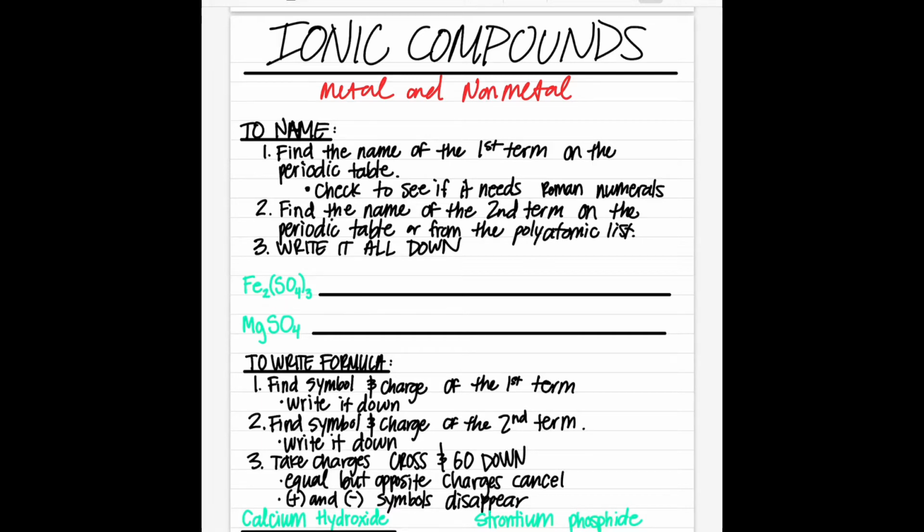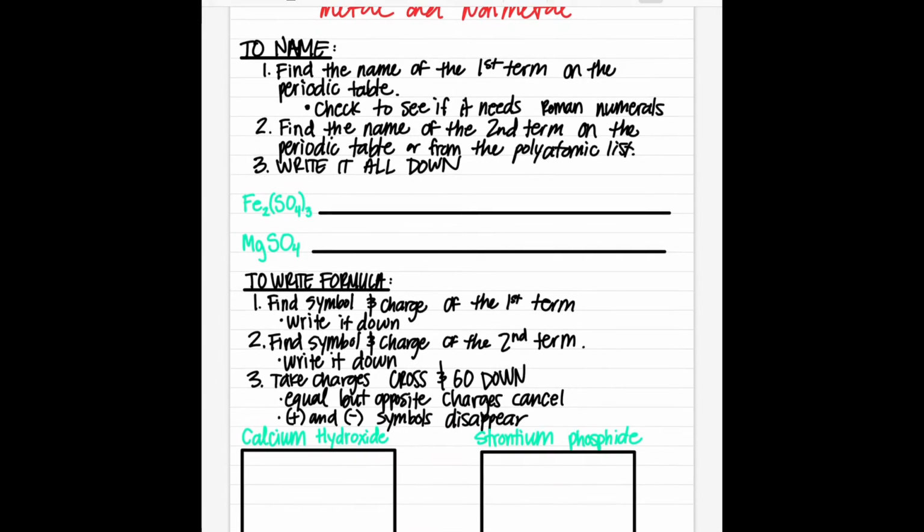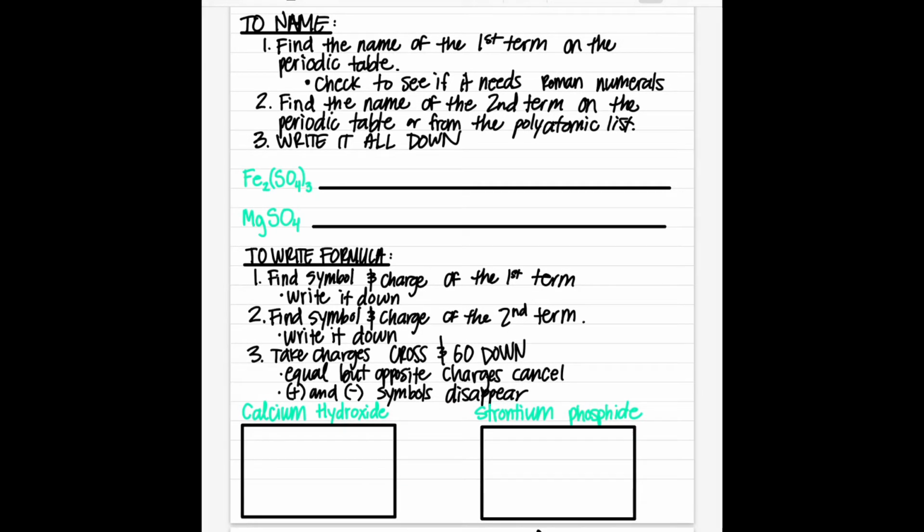Now, in order to name ionic compounds, the first thing you need to do is find the name of the first term on the periodic table. Okay, do not try to make something up. Find it on the periodic table, okay? This is the reason why I taught you the elements and symbols at the beginning of the semester, because you've got to know this periodic table. You've got to know where things are in order to be able to do this quickly.